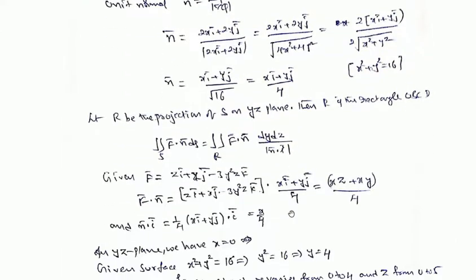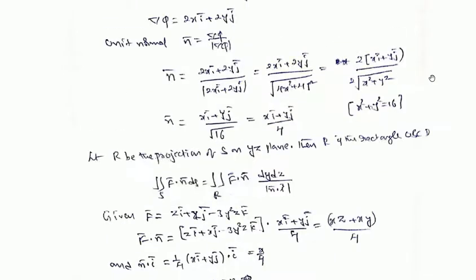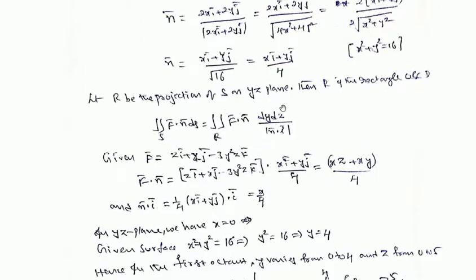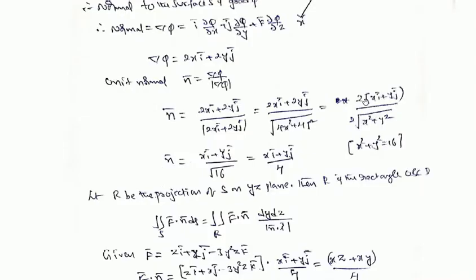Now we have to take the projection of S in the yz plane. Then R is the rectangle OBCD. Why? Because we are taking the projection of this curved surface in the OBCD plane. This is the yz plane.